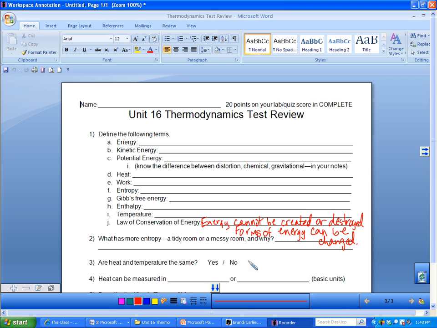All right, what has more entropy, a tidy room or a messy room? We already talked about that. A messy room has more disorder or more entropy, since there is more disorder.